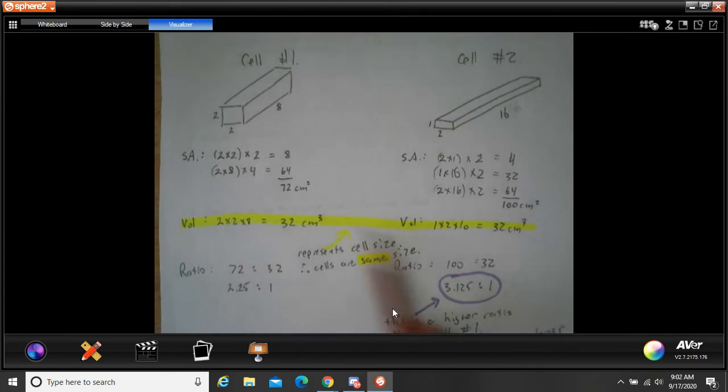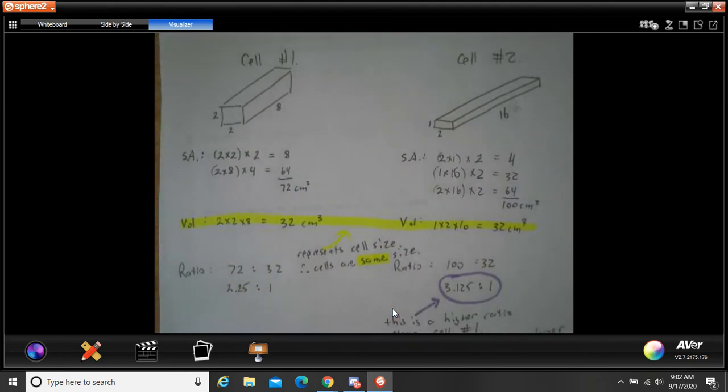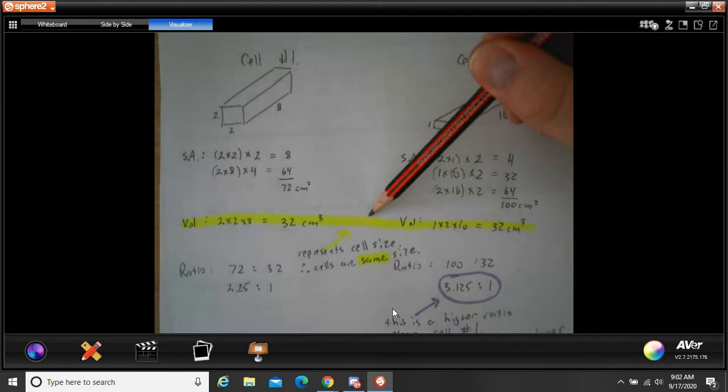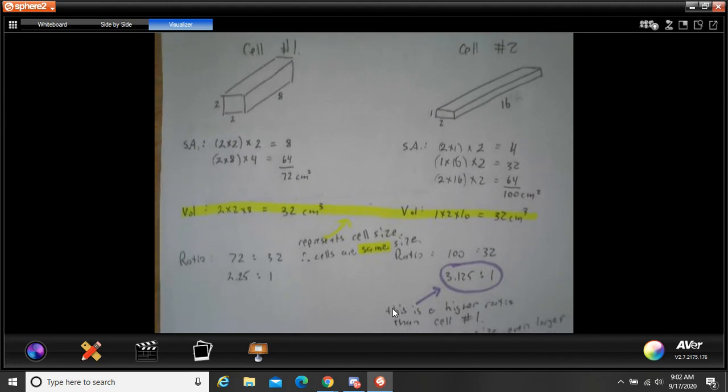I highlighted the volume down here because volume is the internal contents. And both of these cells, even though they have different dimensions, have the same amount of internal contents, which we are going to use as ultimately cell size. So these two cells have the same size, but they look different because they have different shapes. Volume is an indicator or predictor of cell size, and then we're going to compare their surface areas to see which one has the better ratio when compared to the volume.